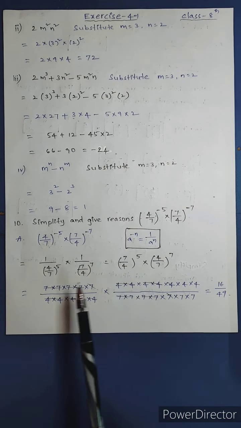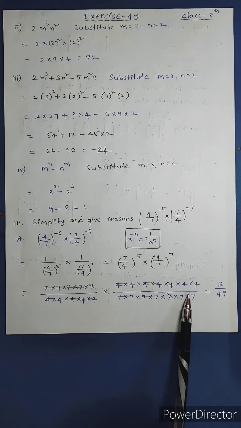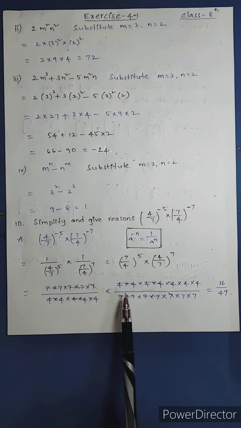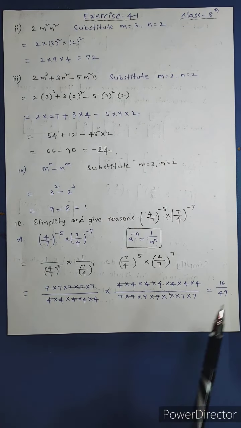7 five times, 4 five times, 4 seven times, 7 seven times. Five times, five times get cancelled, 4 five times get cancelled, then remaining 2 times: 4 4s are 16, 7 7s are 49.